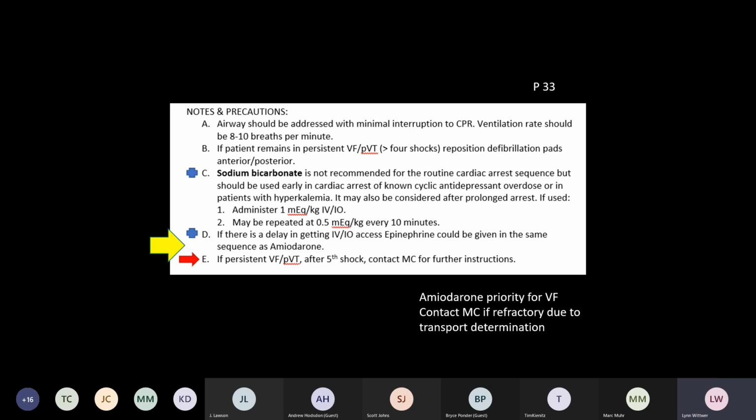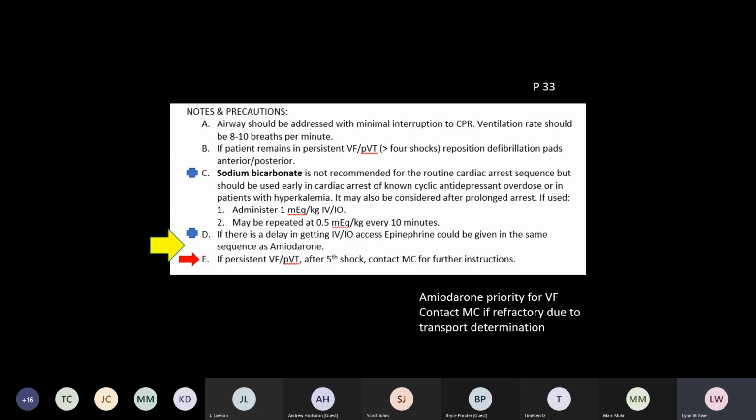Airway should be addressed with minimal interruption to CPR. If the patient remains in persistent Vfib or VTAC with more than 4 shocks, reposition the defibrillation pads. I would prefer, if possible, that you initially start out with an anterior-posterior placement, and that works out really well if you have a Lucas device that you're going to be applying, because at that point you roll the patient to get them on the Lucas device, and you can also slap on your posterior pads.